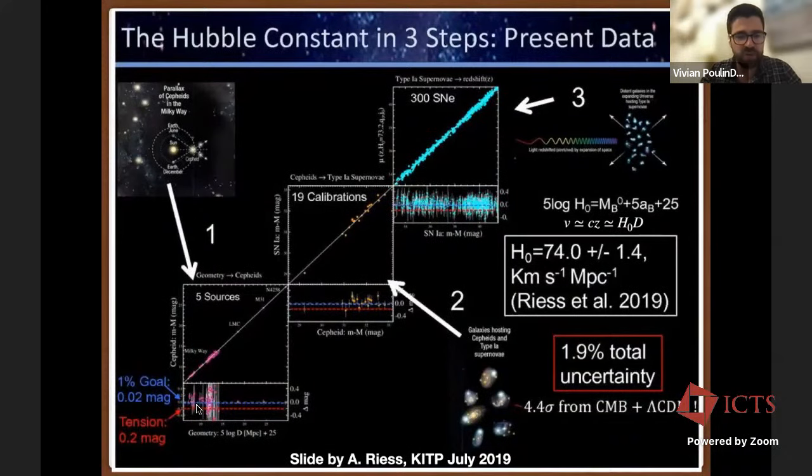And this is just to show you that the current level of tension is at the level of 0.2 magnitude in terms of a mismatch. So you would need to find that we have underestimated the luminosity of supernovae by 0.2 magnitude. And even if it doesn't mean a lot to you, just keep in mind that it is currently about 5 times greater than the statistical uncertainty that they have on this sort of measurement. So what it means is that such a mismatch is very hard to have missed.